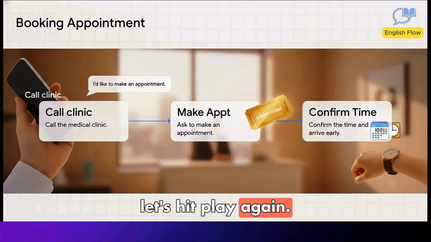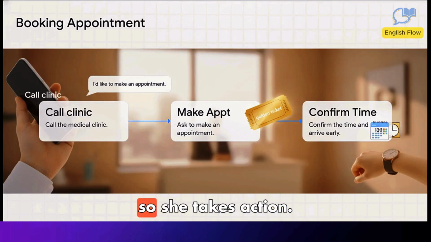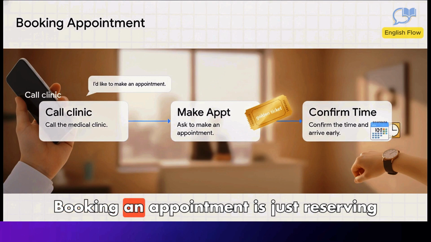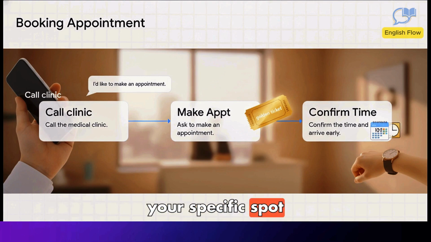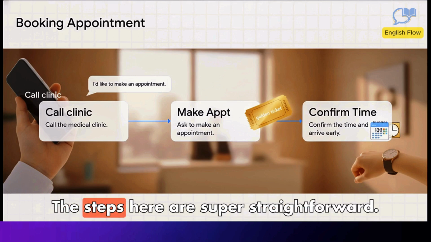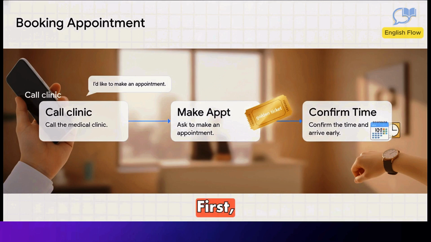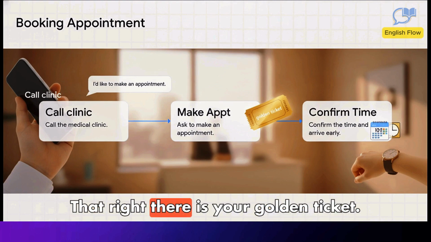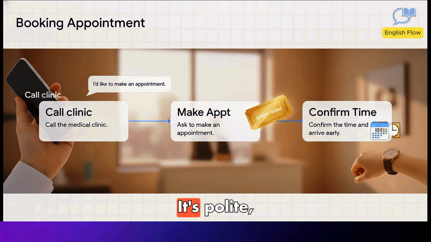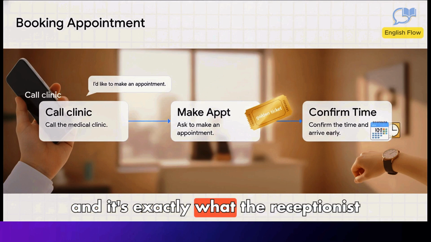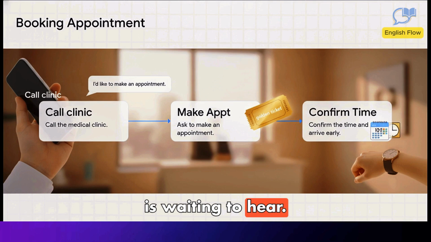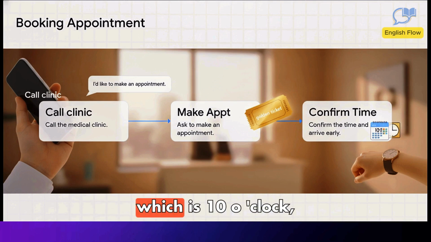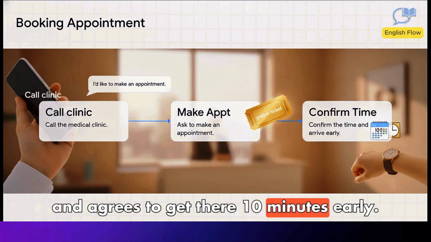Okay, let's hit play again. Anna knows she needs a pro, so she takes action. Booking an appointment is just reserving your specific spot to see the doctor. The steps here are super straightforward. First, she calls the clinic, in this case, the Green Hill Medical Clinic. Second, she uses the magic phrase, I'd like to make an appointment. That right there is your golden ticket. It's polite, it's clear, and it's exactly what the receptionist is waiting to hear. Finally, she confirms the time they offer, which is 10 o'clock, and agrees to get there 10 minutes early.